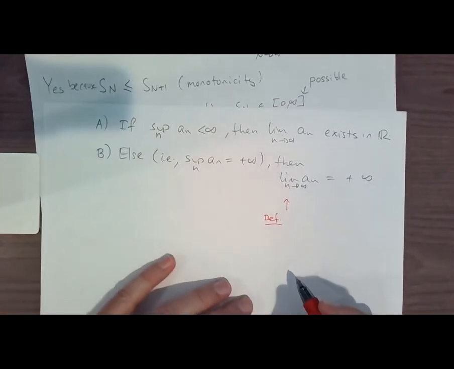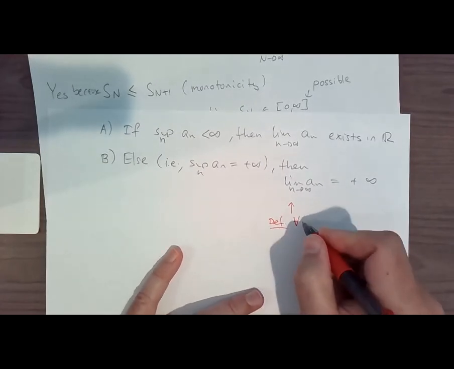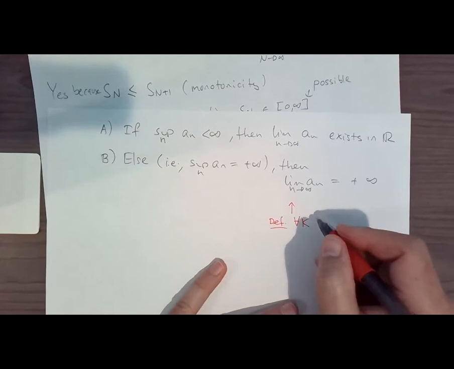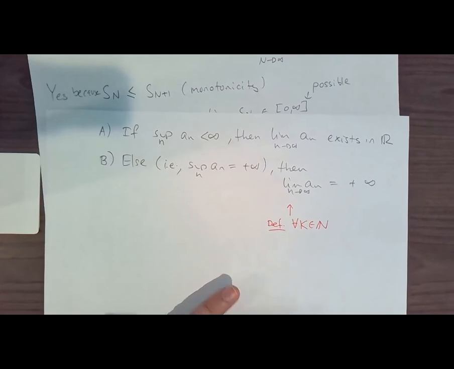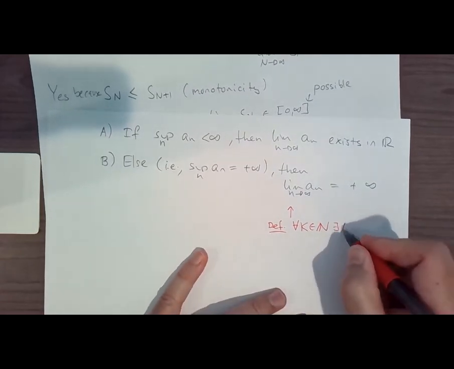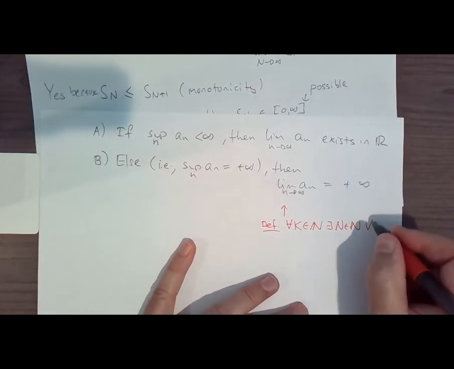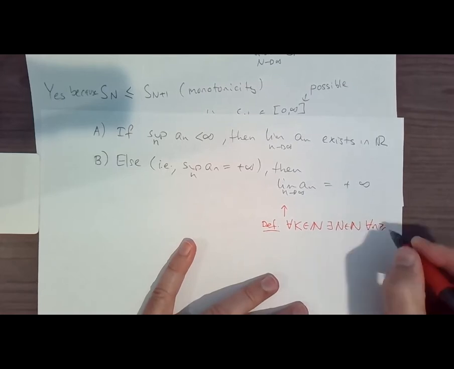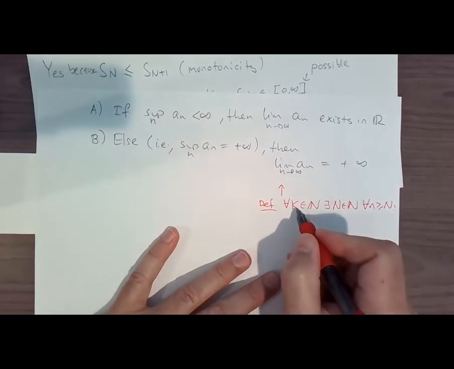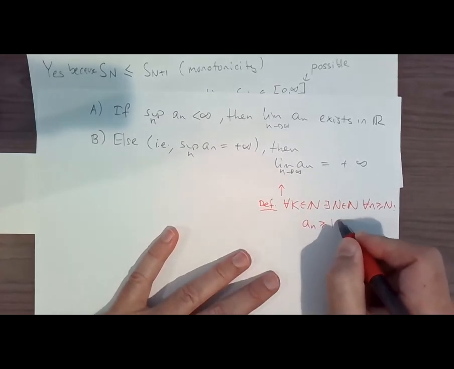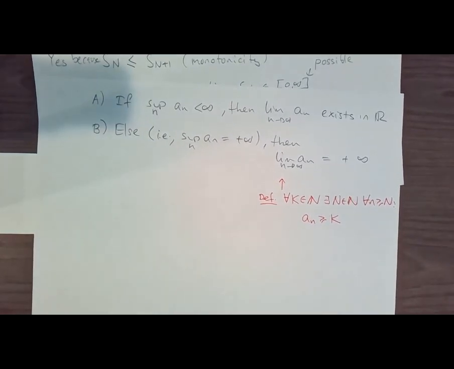So instead, the definition is you give me anything big, any huge constant. For any constant k, I can find another constant capital N such that for any little n bigger than that capital N, we will have that an gets above k. And that's what it means to converge to plus infinity.